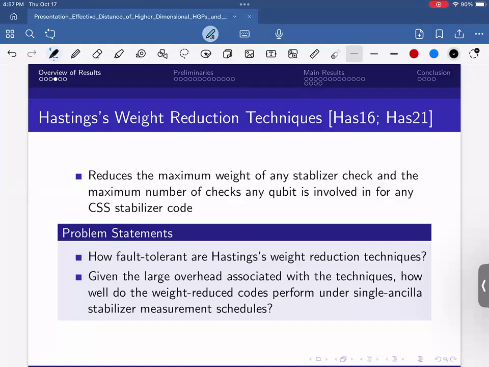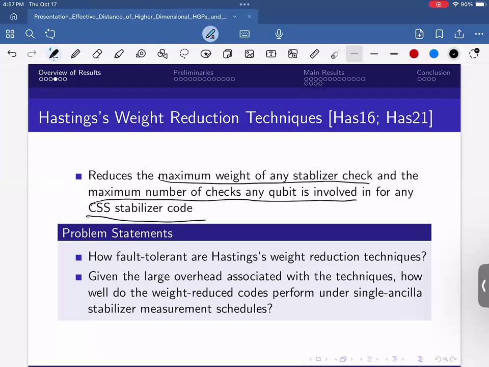So in this paper, he discussed several techniques that work for any CSS stabilizer codes. You just put in a CSS stabilizer code, and there are some algorithmic ways to output another CSS stabilizer code where the maximum weight of any stabilizer check is now reduced, and the maximum number of checks that any qubit is involved in is also reduced. And then there is some overhead associated with this technique.